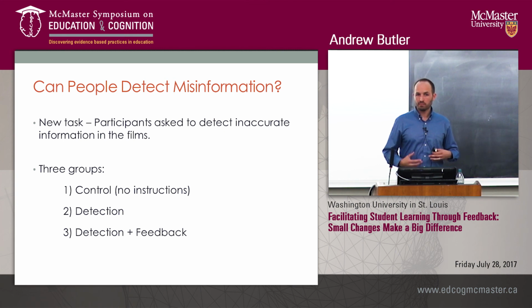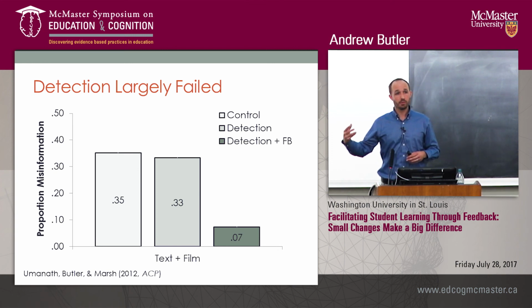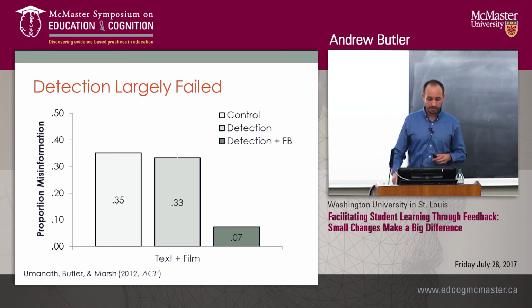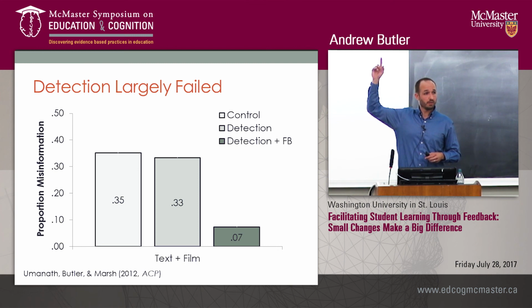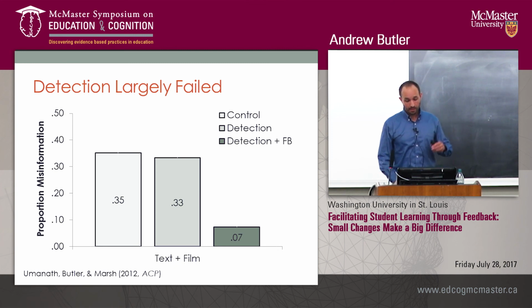And then we looked at, how did they do on this memory test that we give them later on for the information in the text? Did this detection task improve their performance? So again, I'm showing you the misinformation that they produced on that subsequent test. And what you can see is detection did not help at all. Just that task of trying to detect the misinformation was no better than not doing it, right? When they got feedback after the detection task, that helped a lot, right? It really significantly reduced the likelihood that they were going to acquire that misconception.